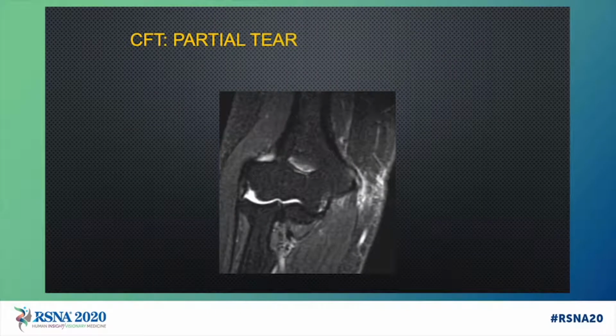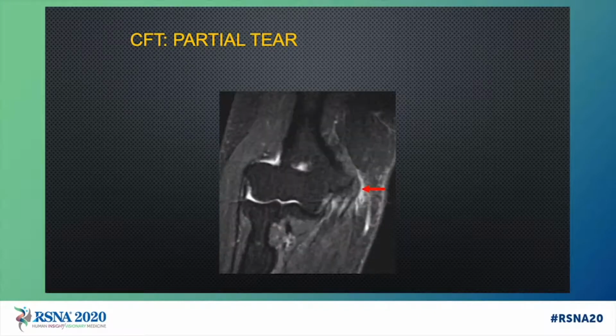In addition, obviously, soft tissue inflammation can occur from sports injury. This is a partial tear of common flexor origin in a professional baseball player, as an example.